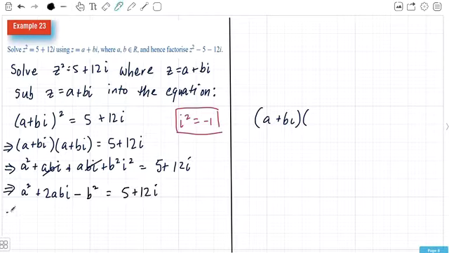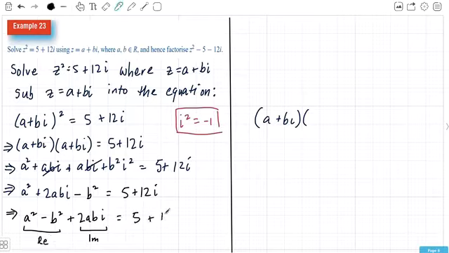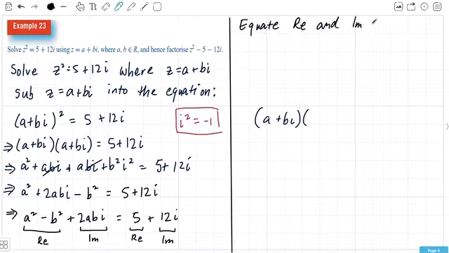And what I'm going to do here is put the real parts and the imaginary parts together. You see there the real parts, there's no i. This is the imaginary part. This is the real part. That's equal to 5 plus 12i. And looking at this as well, you've got a real part and an imaginary part. So we can actually equate the real and the imaginary parts together to try and solve for a and b.